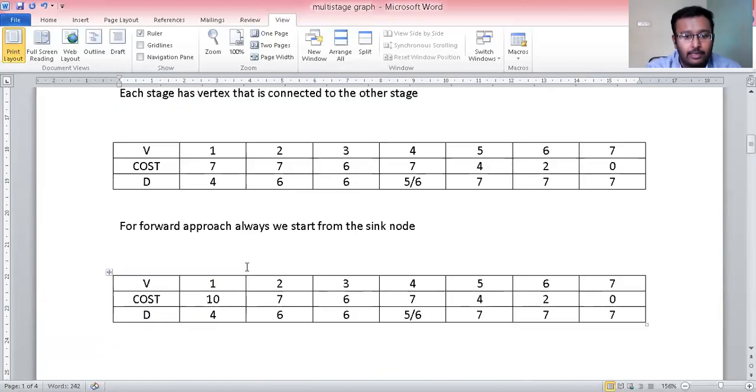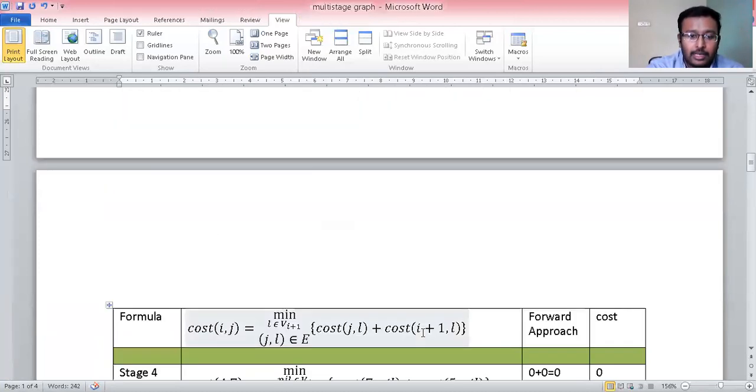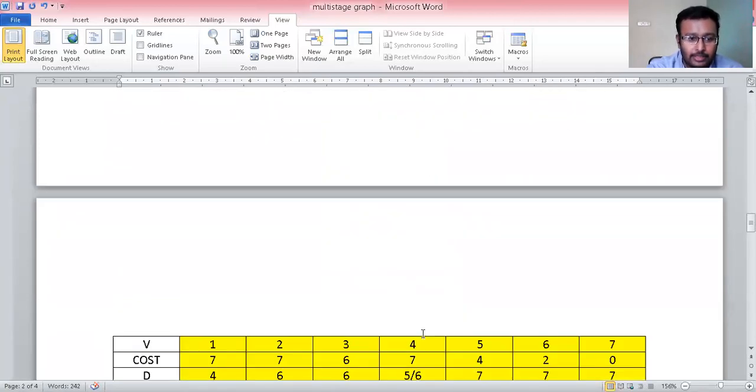Now I have filled the table, which I calculated before. I have shown you using the formula how to fill the table. Now, using this table, how to calculate the path, I am going to show you in the next step.